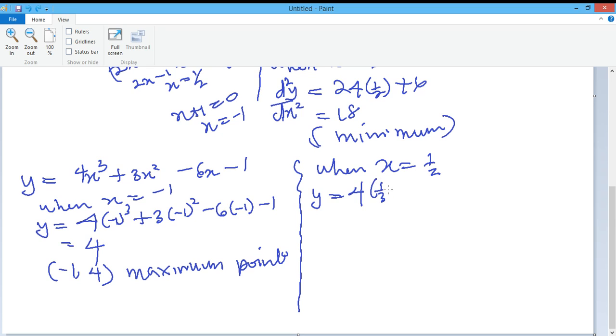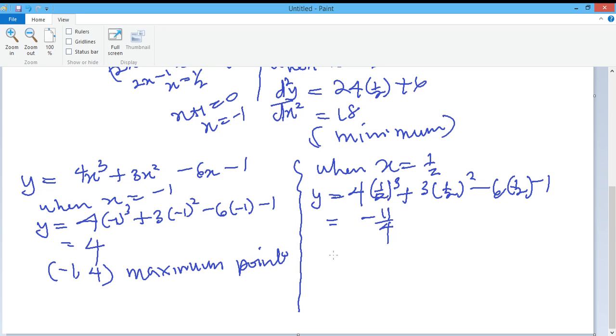4 into half cubed, plus 3 into half squared, minus 6 multiplying half, minus 1. And if we solve further, we get negative 11 over 4.